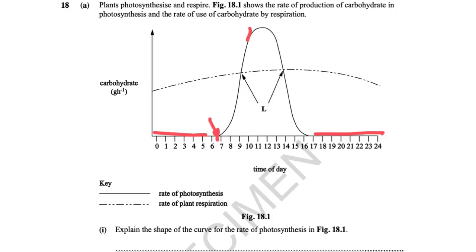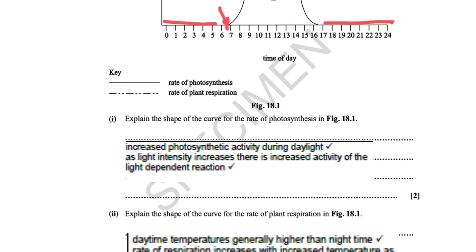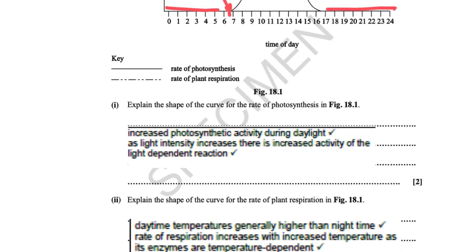Why does it increase between here and here? And that's because light intensity increases. Why does it peak here? Because you've got a peak of light intensity and temperature. And then why does it fall off at this point? It's because the rate of photosynthesis will be reducing as the light intensity reduces. So the marks they give you are here. There's an increased photosynthetic activity when there's more daylight, and as there's a greater light intensity, there's an increased activity of the light dependent reaction. Crucial to, when you explain, go into detail about this, so that's why they wanted that in that answer.